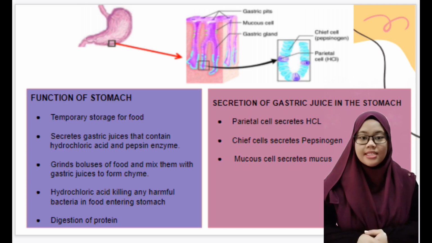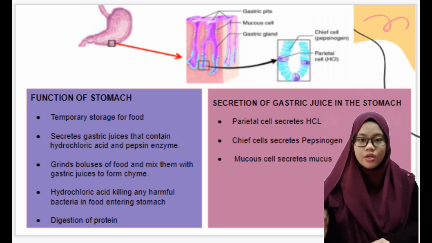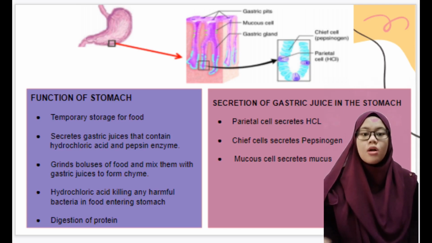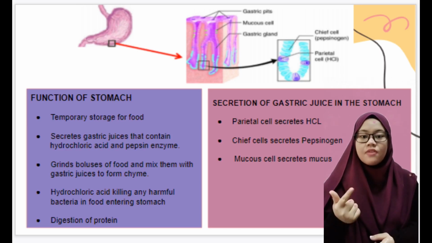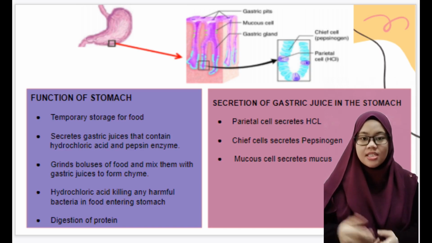Okay, now let's see how the gastric juices are produced in the stomach. The walls of the stomach contain the cell lining, and if we zoom in on a small section of the lining, we can see the exocrine glands. Exocrine glands consist of 4 important types of cells, which are mucous cells, chief cells, parietal cells, and G cells.